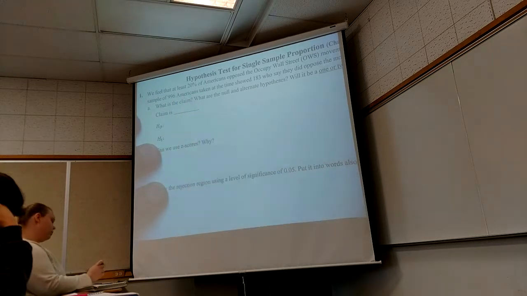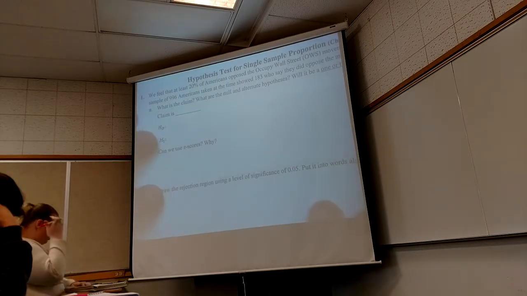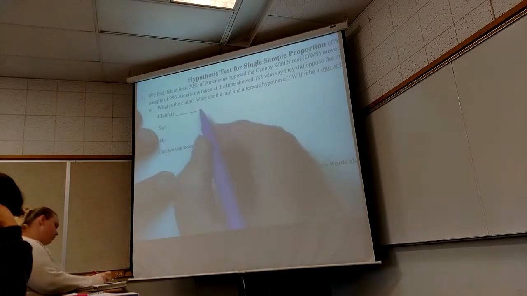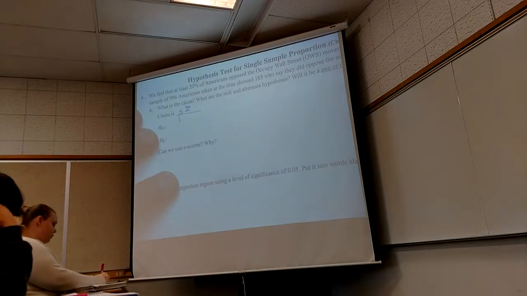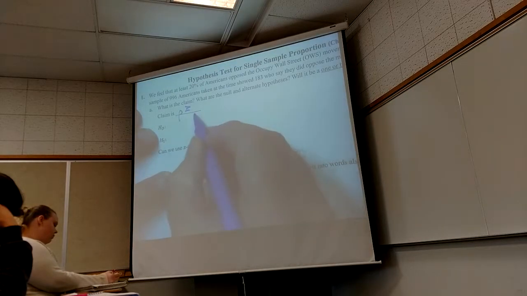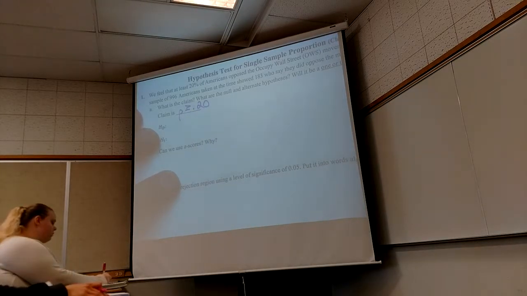We feel that at least 20% of Americans opposed the Occupy Wall Street movement at its height. A random sample of that many showed that many, and so on. So what is the claim? p is greater than or equal to... p is at least, greater than or equal to 0.20. Yes, 0.20 even if you want.